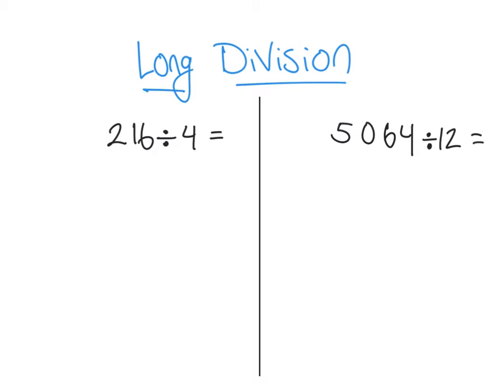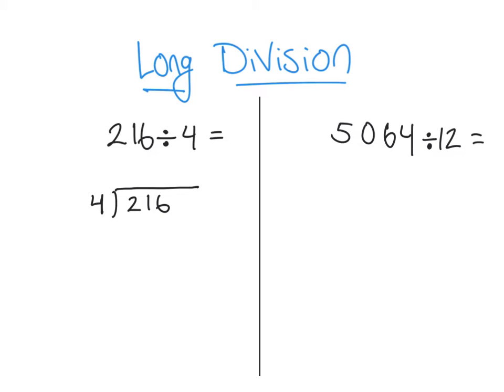Okay, so let's talk about long division. Some of you guys may have been taught long division, some of you guys may have not. So we're going to look at the steps for long division. These first 2 problems are not going to have remainders. They're going to go in as whole numbers. So we have 216 divided by 4. So whenever we're doing a division problem, we want to put the dividend inside of our division symbol and the divisor on the outside. So I would read this as 216 divided by 4.